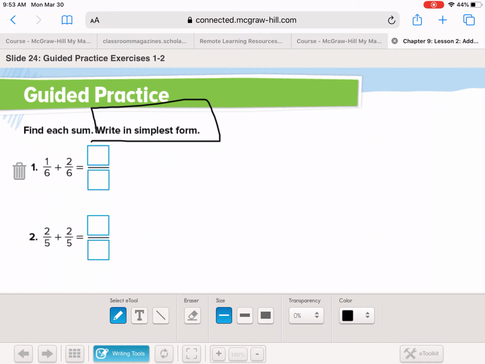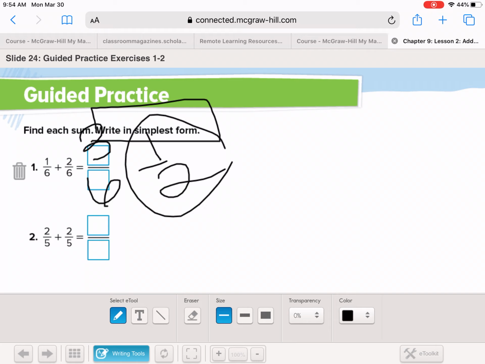All right, so let's do it. 1/6 plus 2/6 is 3/6. And we know that 3/6 is equal to 1/2. So that would be in simplest form.